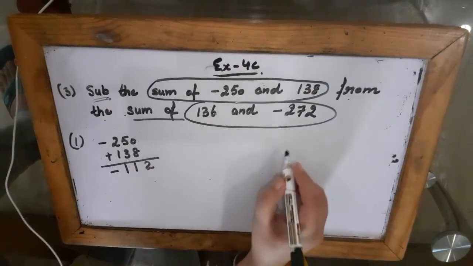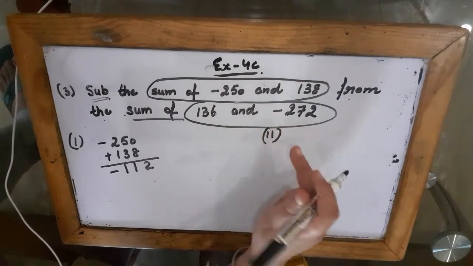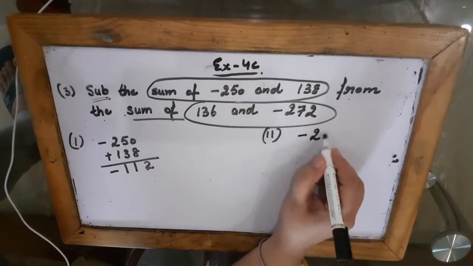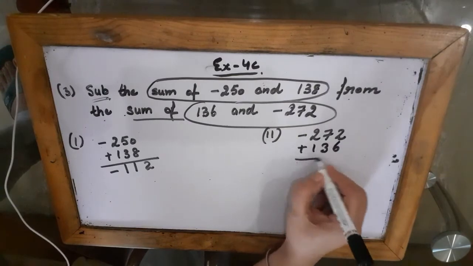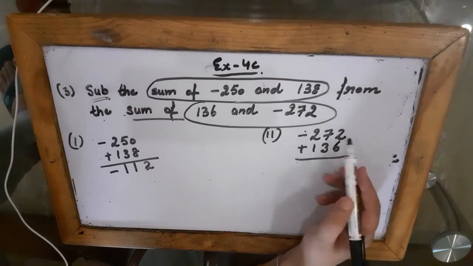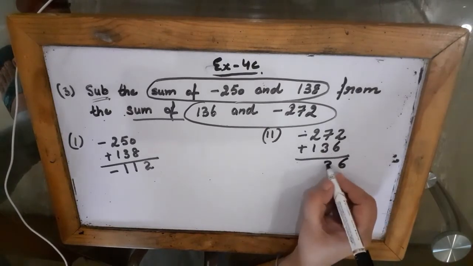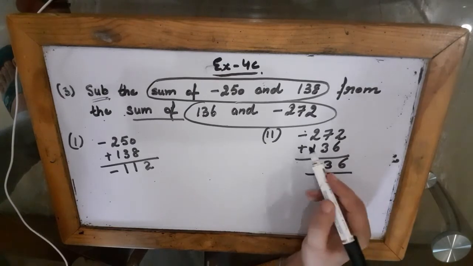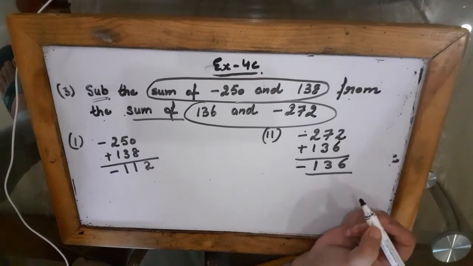And now the second step is I will find the sum of these two numbers. This is a negative number, minus 272, and this is a positive number. Again, one is negative, one is positive. So what I will do, I will subtract them. 136, and because the bigger number is negative, my answer also will be negative.